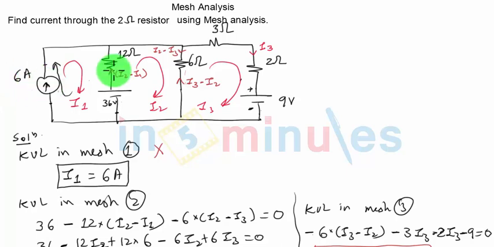If there is a current source between the two meshes, then let us see what is to be done. We'll discuss that in the next example.